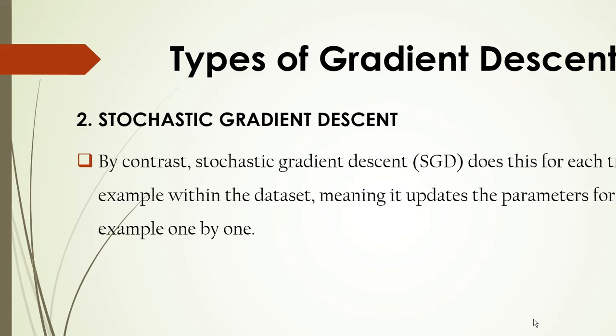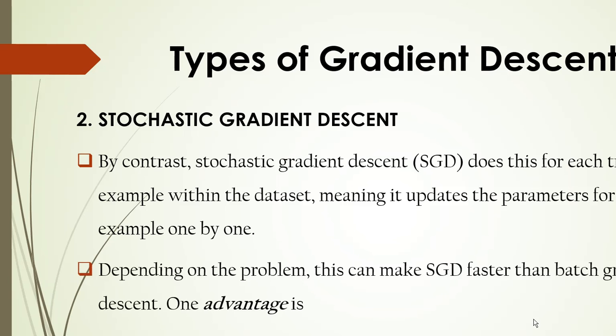By contrast, stochastic gradient descent, which we can call SGD, does this for each training example within the data set. Meaning it updates the parameters for each training example one by one. So depending upon the problem, this can make SGD faster than BGD. One advantage is that the frequent updates allow us to have a pretty detailed rate of improvement.